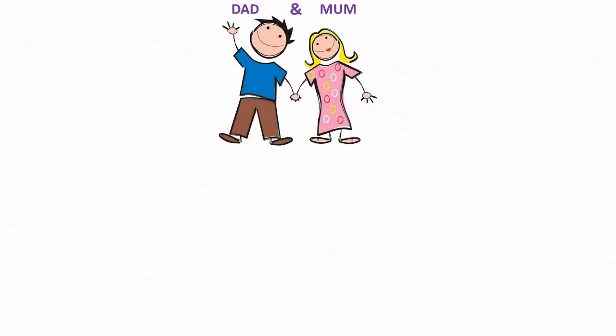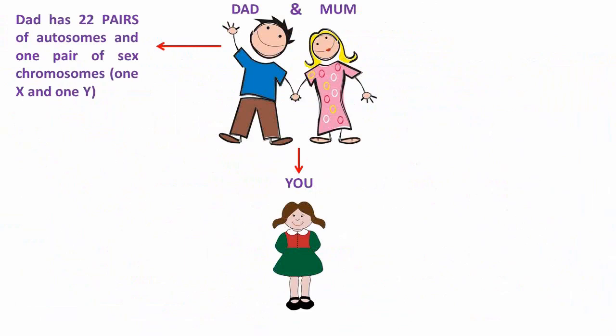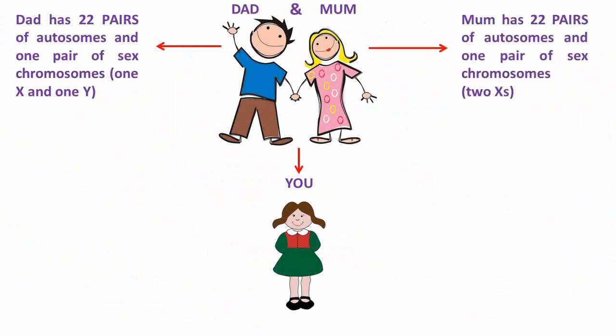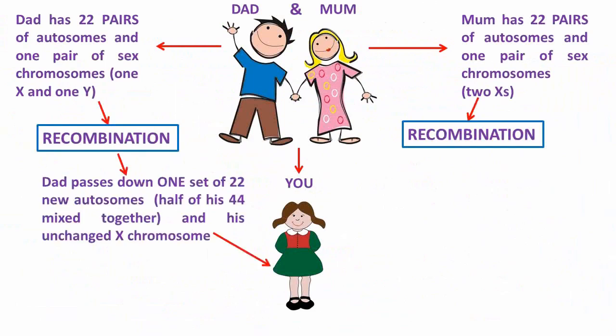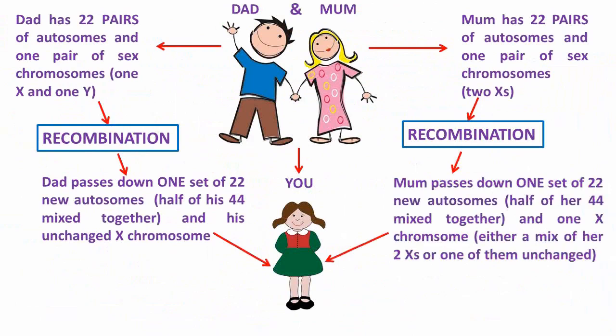So how does this all work? Well, here's mum and dad. Here's you. Dad's got his 22 pairs of autosomes and his 1 pair of sex chromosomes. He's got the X and the Y because he's male. Here's mum. She's got her 22 pairs of autosomes and 1 pair of sex chromosomes. She's got the 2 X's since she's female. Recombination takes place. Dad passes down 1 set of 22 new autosomes, that's half of his 44, all jumbled up together, and his unchanged X chromosome, because he only has 1 to pass down. And mum does the same.